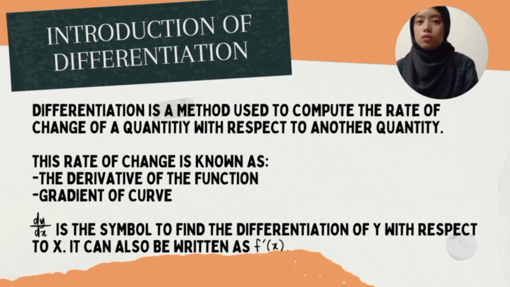First, I would like to do the introduction of differentiation. Differentiation is a method used to compute the rate of change of a quantity with respect to another quantity. This rate of change is known as the derivative of the function and also the gradient of a curve. dy over dx is the symbol for the differentiation of y with respect to x. It can also be written as f'(x).